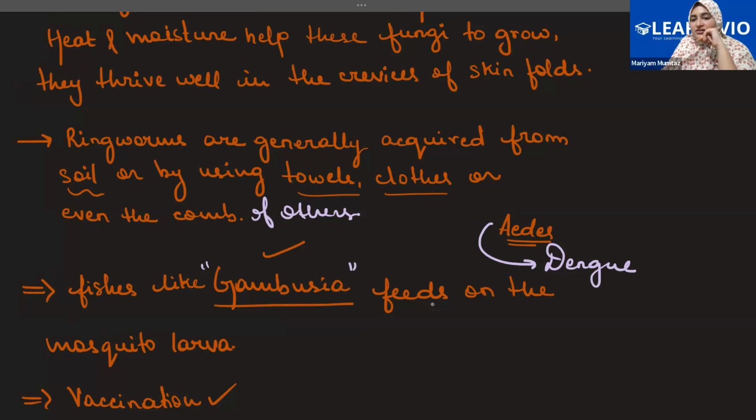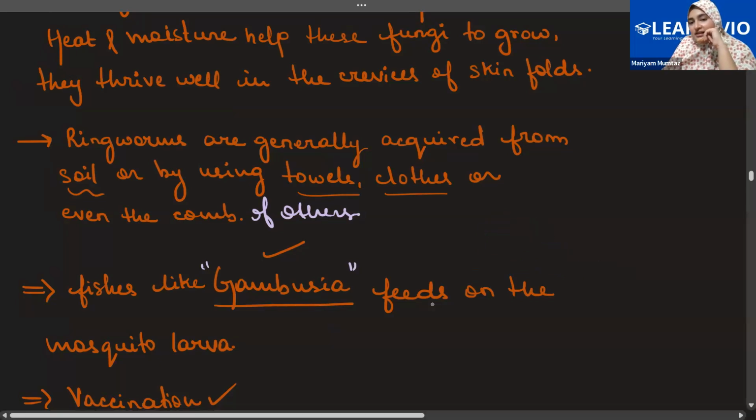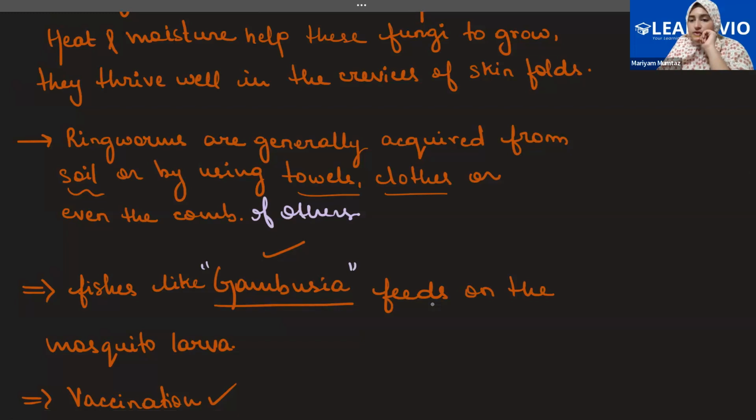It is obviously so disgusting. So, a person must not use anyone else's comb, anyone else's towels, or even clothes. You should not share all of those things.